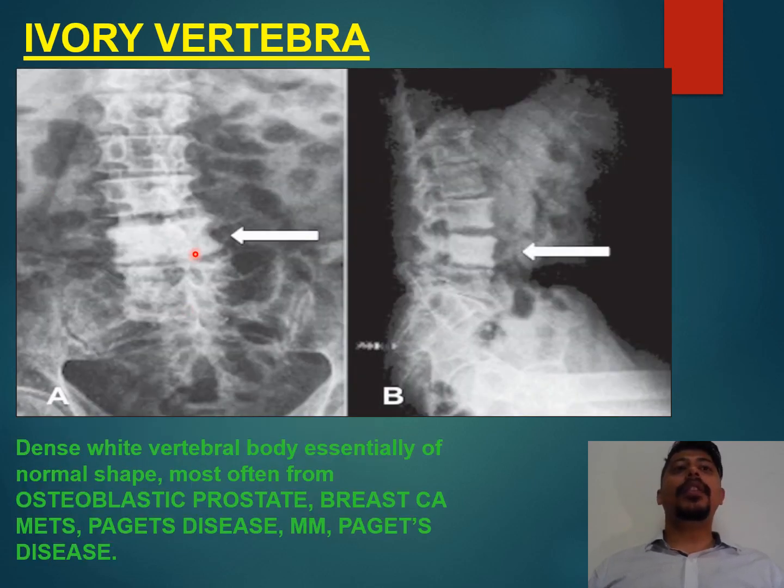Ivory vertebra, a dense white vertebral body, essentially of normal shape, most often seen in osteoblastic prostate CA or breast CA metastasis, also in Paget's disease, multiple myeloma. So here we can appreciate the sclerotic vertebral bodies seen in these conditions like osteoblastic prostatic or breast CA mets, Paget's, multiple myeloma, called ivory vertebra.